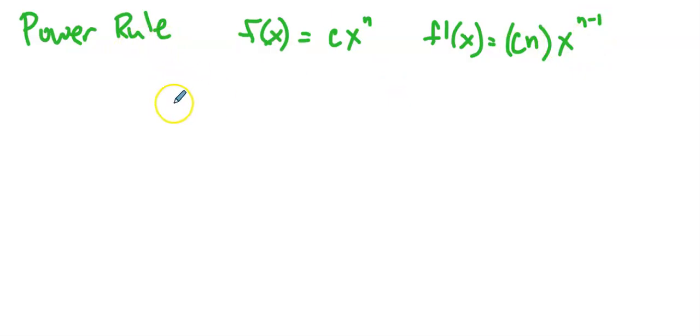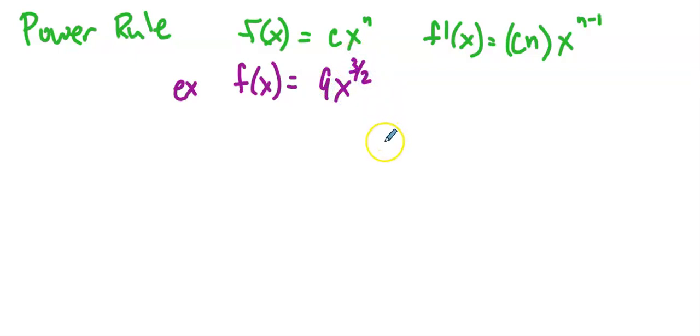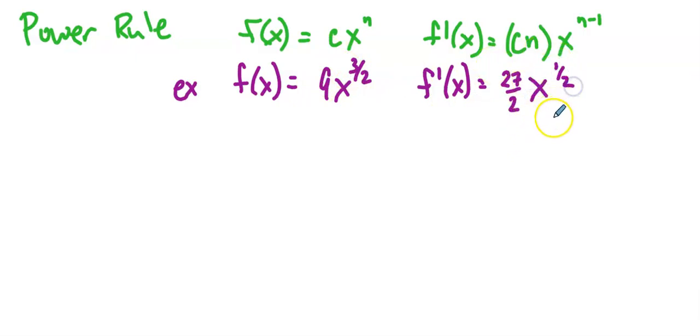An example of this would be f of x equals 9x to the 3/2 power. I don't know why I chose horrible numbers, but it's okay. So then the derivative of this would be 3/2 times 9, which is just 27/2, and then x to the 1 less power. And that's it. Multiply this times this, and then subtract 1 from the power. So that's our awesome power rule.